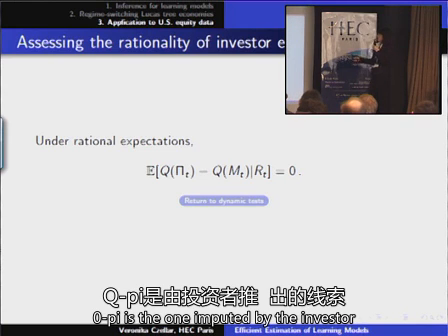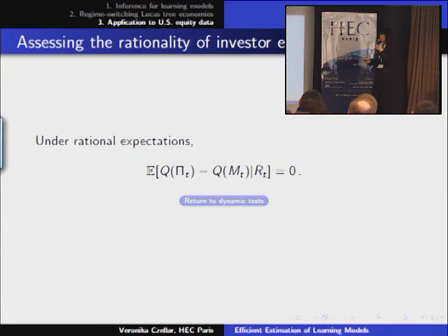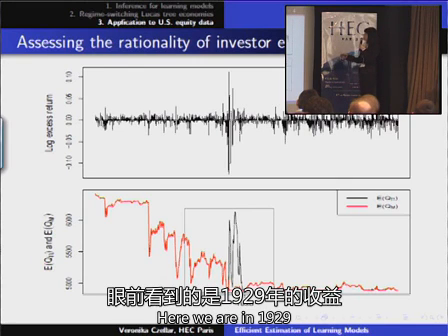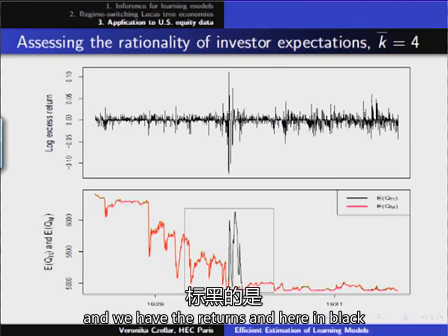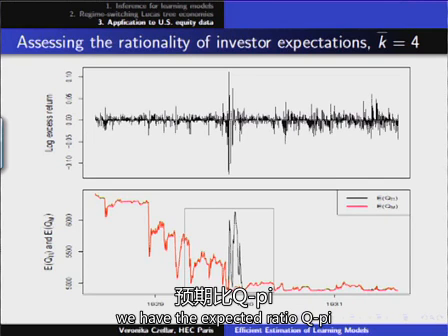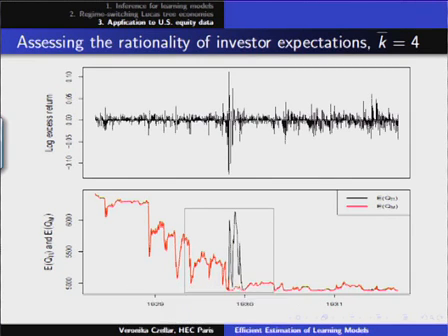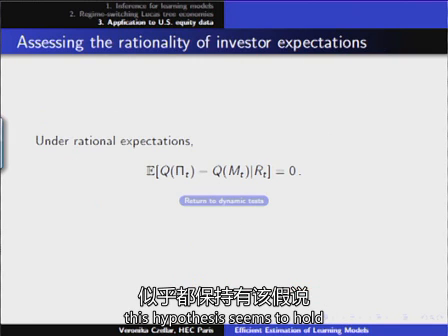So Q pi is the one imputed by the investor, and QM is the one computed by the econometrician. So here are the returns for a particular period. Here we are in 1929, and we have the log S&P returns, and here we have in black the expected price-dividend ratio Q pi, and in red we have the same but for QM. And you can see that in most cases this hypothesis seems to hold.